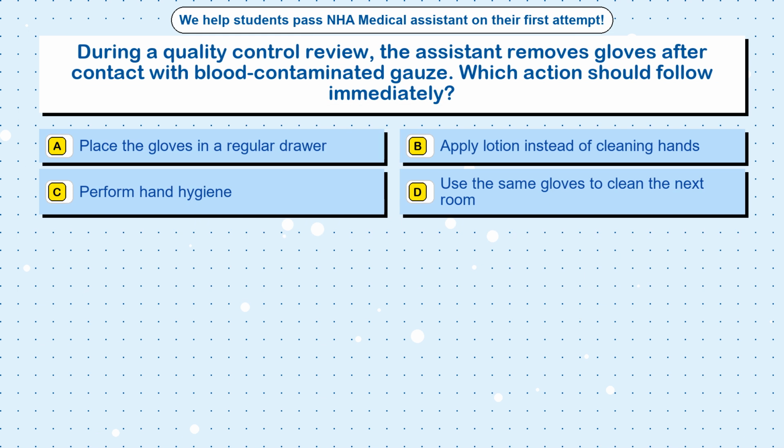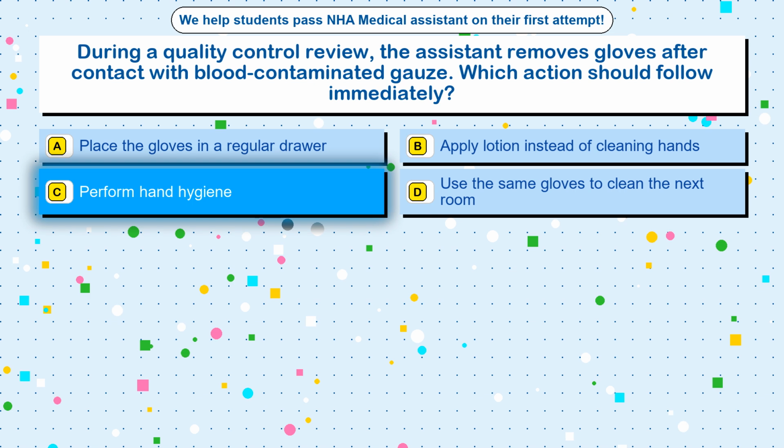Question 71. During a quality control review, the assistant removes gloves after contact with blood-contaminated gauze. Which action should follow immediately? Option A, place the gloves in a regular drawer. Option B, apply lotion instead of cleaning hands. Option C, perform hand hygiene. Option D, use the same gloves to clean the next room.